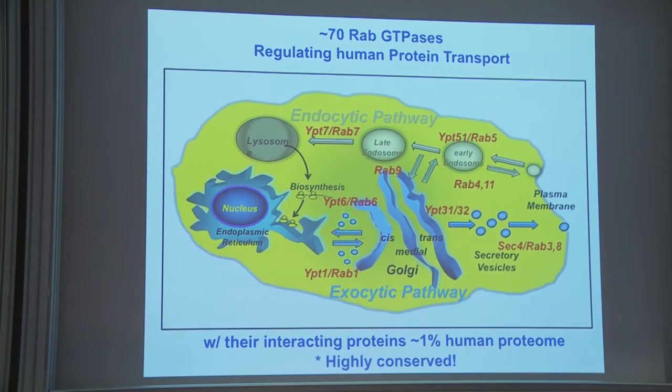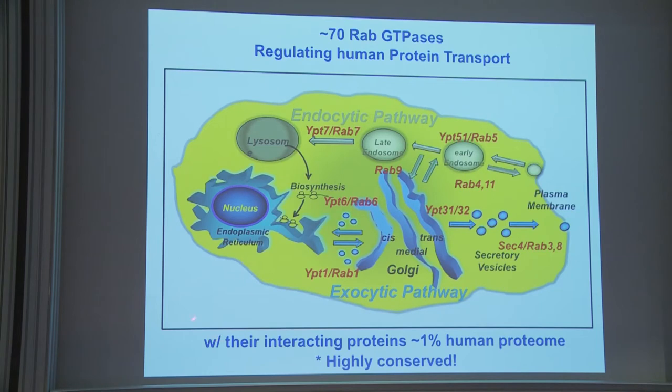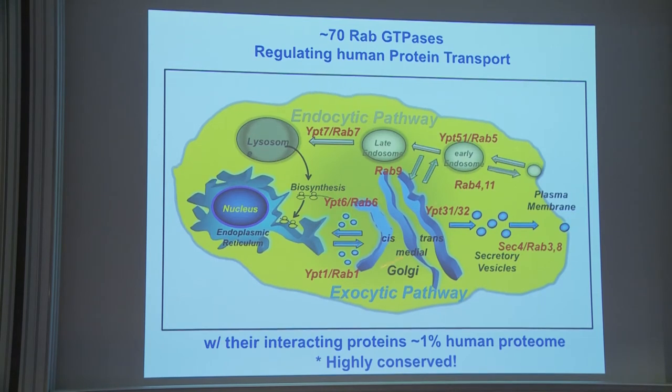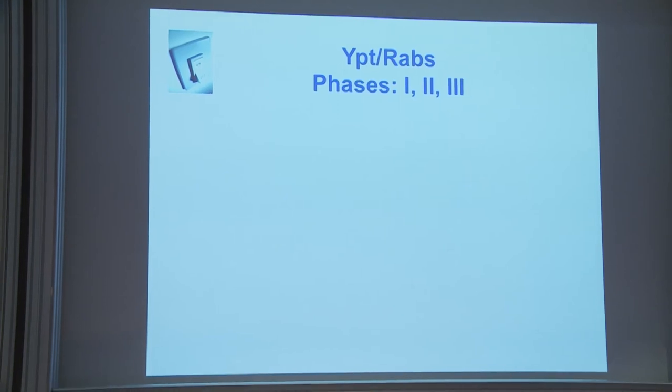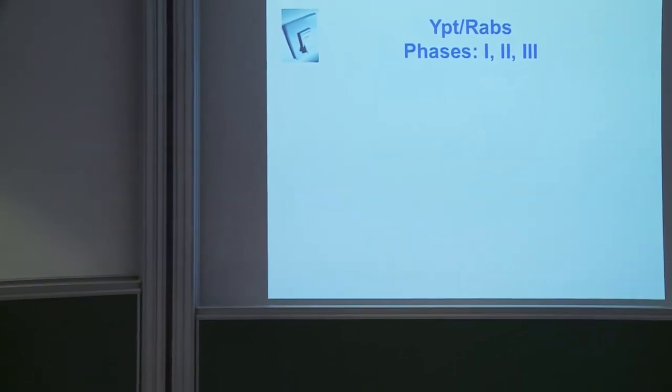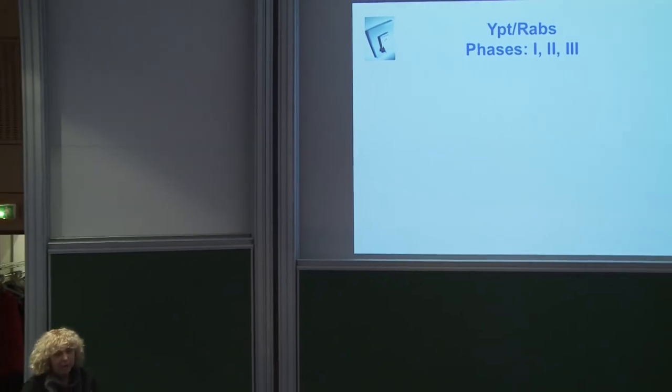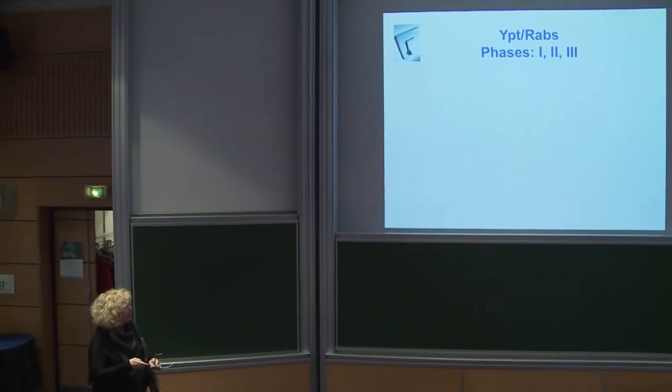So we actually focused, and Bruno talks about that, on them. We focused mostly only here. That's why the Golgi is so big. So I just want to give you in the introduction some idea about how we even got to where we are now. So I'll call them phases 1, 2, 3.